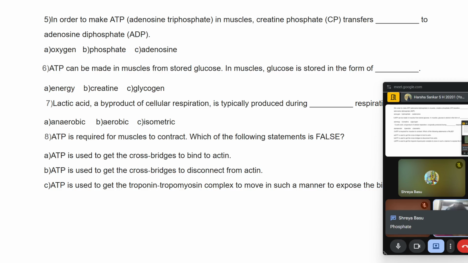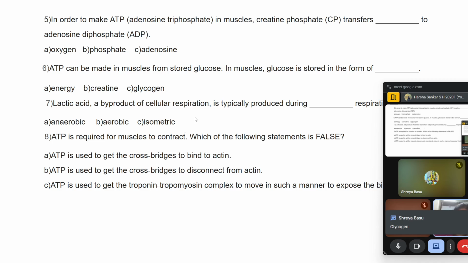ATP can be made in muscles from stored glucose. In muscle, glucose is stored in the form of dash. Glucose is stored in the form of energy, creatine, or glycogen. What is the correct answer? Glucose is stored in the form of dash in the muscle. What is the dash? Yeah, correct answer is glycogen.